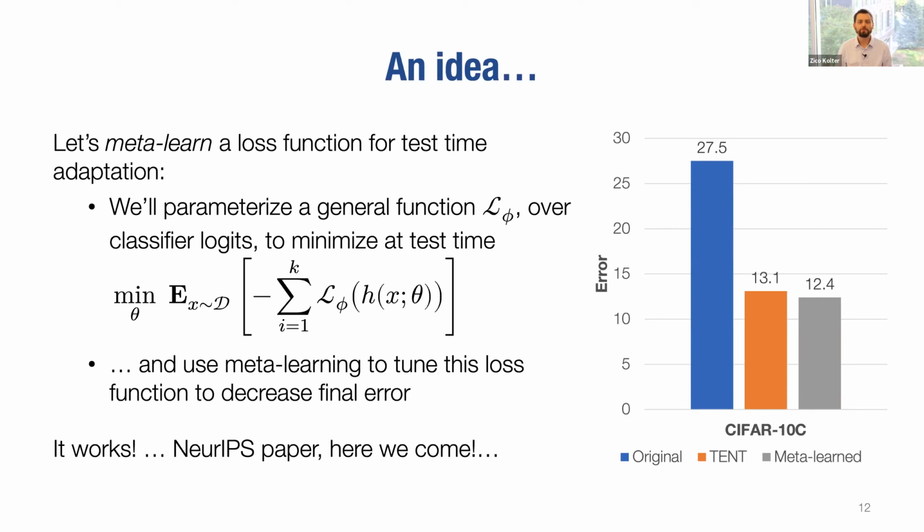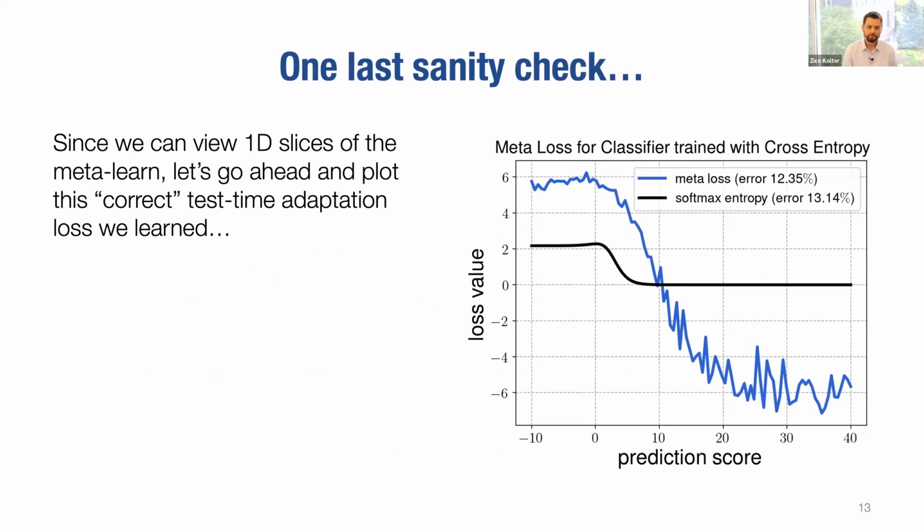Before we did that, though, we wanted to check one last thing, which is what is that function we're learning? We can plot it. We can plot what these things look like. What is that L function we learned? What does it actually look like? And here it is. Here's the function we learned. I'm showing it in blue there. The meta-learned function.